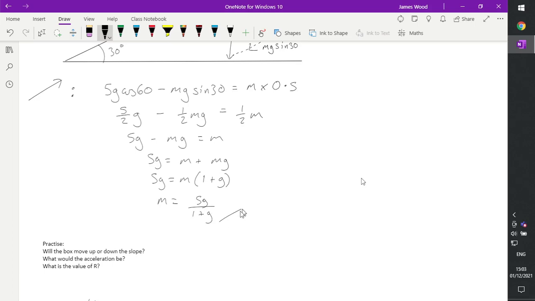Okay, and obviously you could get this as a number instead, but it did ask us to show that was the answer. If you worked it out as a number, 5 times 9.8 over 1 plus 9.8, the mass is 4.54 kilograms, approximately.